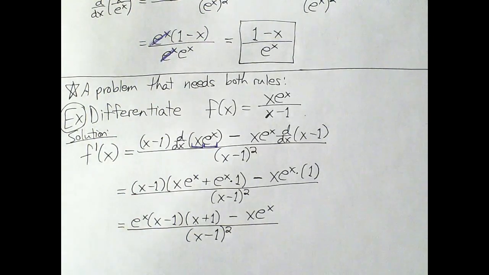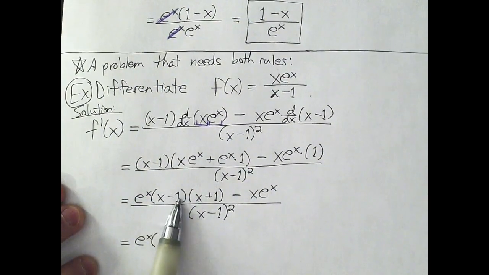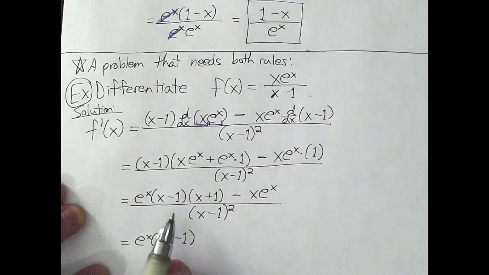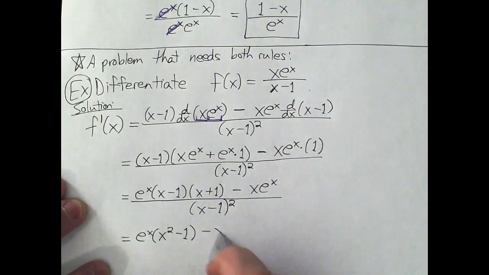Let's see if we can go any further with this. Let's see if anything cancels. Well, look at this. x minus 1, x plus 1. That actually combines to be x squared minus 1, doesn't it? It factors, you know, x squared minus 1. This factors out to these two factors. So we have this minus this.